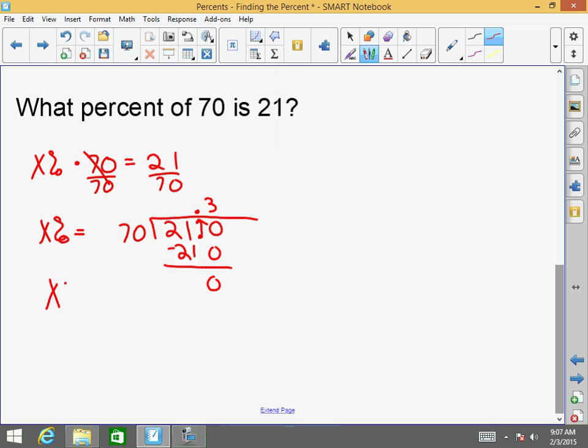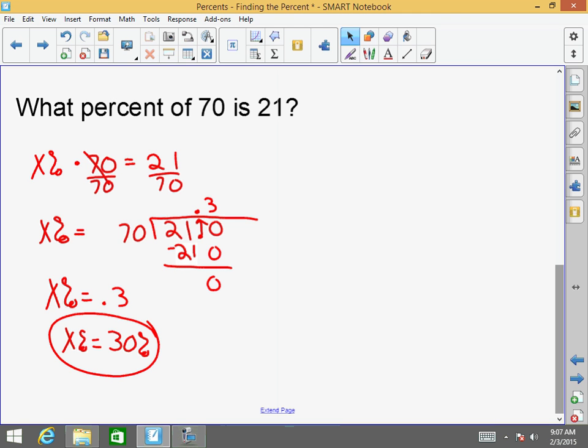So X percent equals 0.3, but I'm looking for a percent. So what does it really equal? 30%. Two places to the right, 30%. That's for people who like the equation method. You like the proportion method?